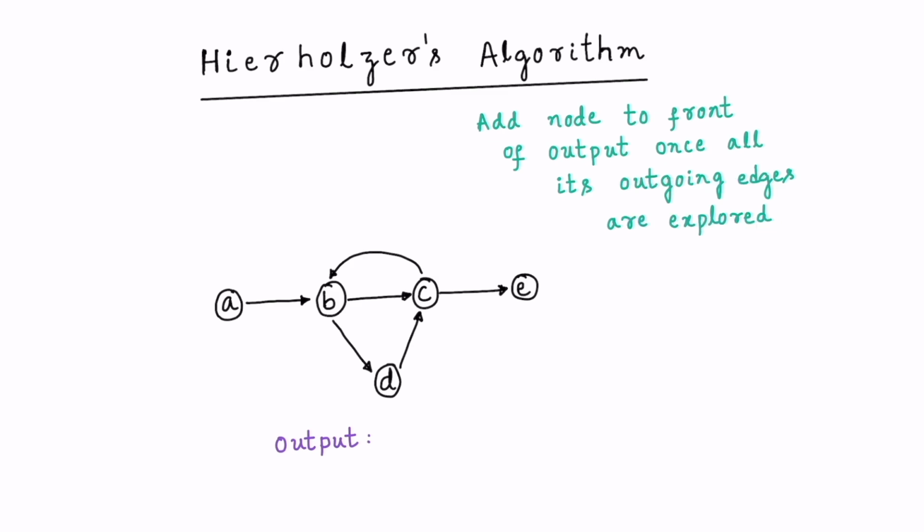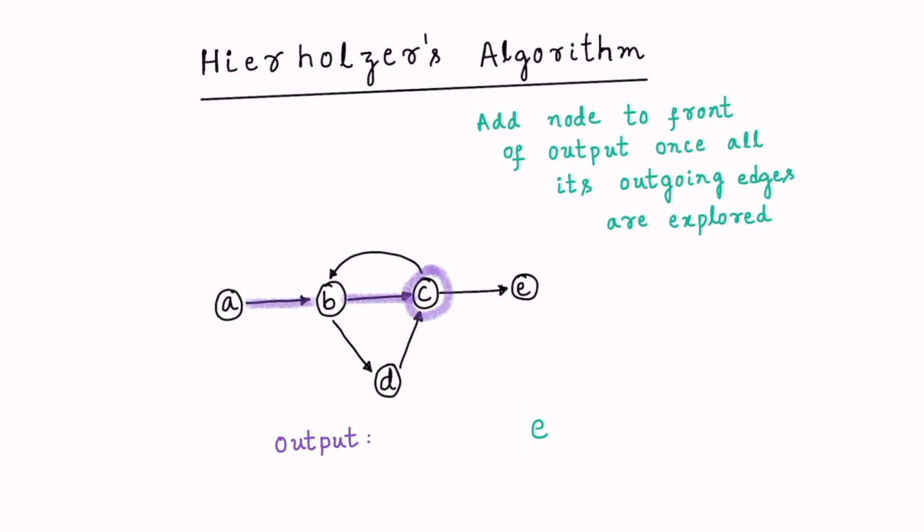We start from A as before. We don't add A to the output just yet because we have to wait until all its outgoing edges are explored before adding it to the output. So we go from A to B. From B, there are two outgoing edges to C or D. Let's say we go to C. From C, we go to E. From E, there are no more outgoing edges. We add E to the output and backtrack to C. I've added E to the output over here.